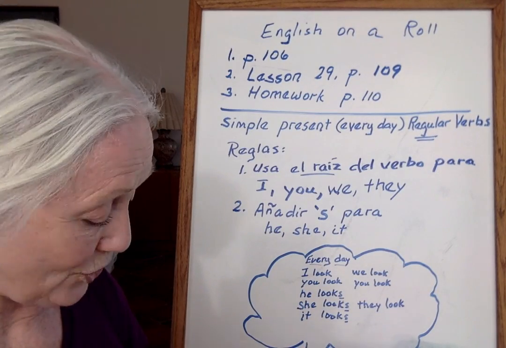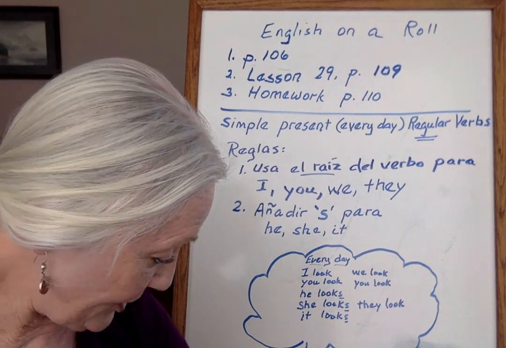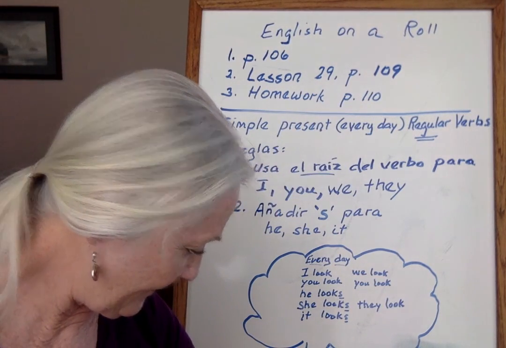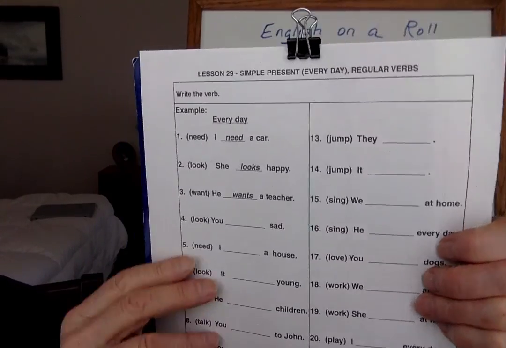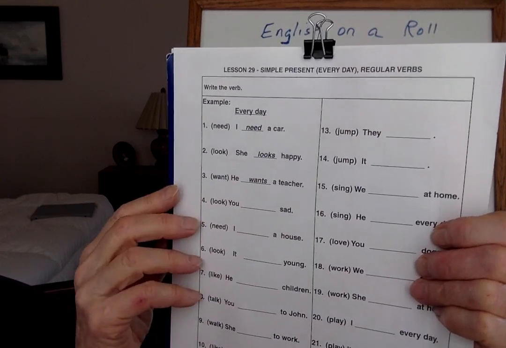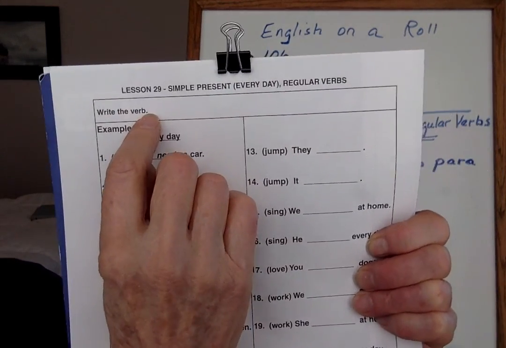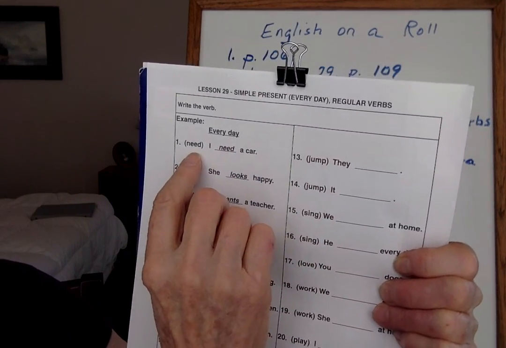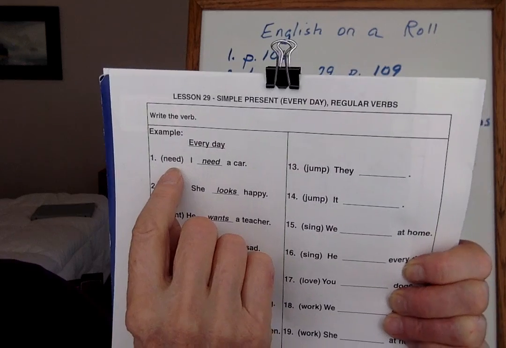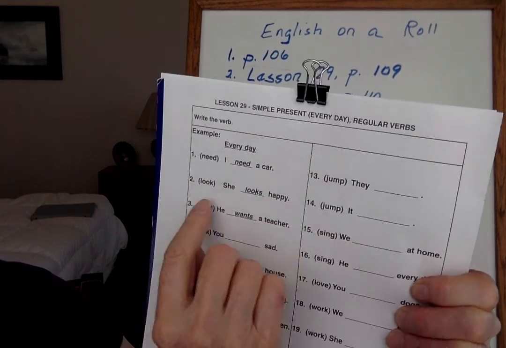Now, let's do the homework on page 10. Let's have a look at that. Here we are. Okay, so this starts, well, that's right. So remember, write the verb. Escribe el verbo. And remember, it's simple present. So here, el verbo is need. I need a car.